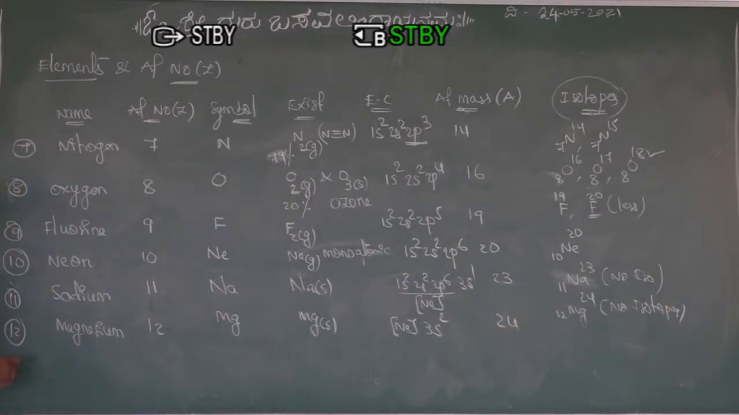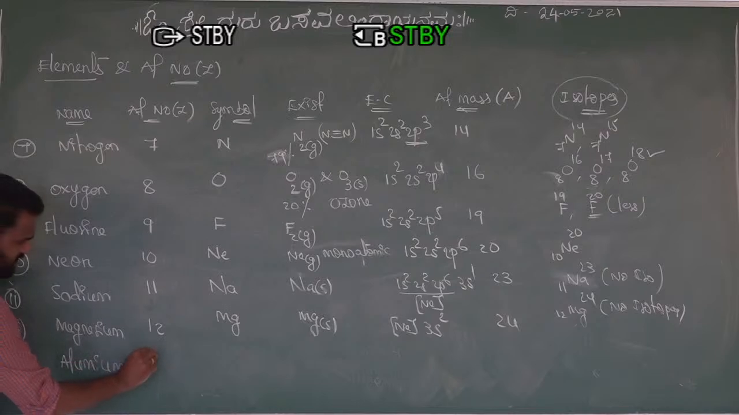Next, atomic number 13. What is the name of element 13? That is aluminium, the lightest metal. In most aircraft, if you want to make airbuses, you have to use aluminium as a main important metal. Why? Because it is very lightweight and has high tensile strength. It is highly strong yet lightweight. That's why we use aluminium in airbuses to make aeroplanes.